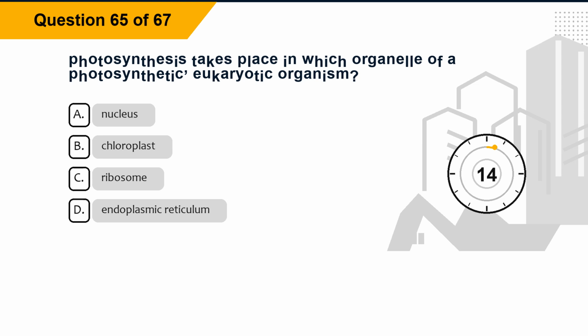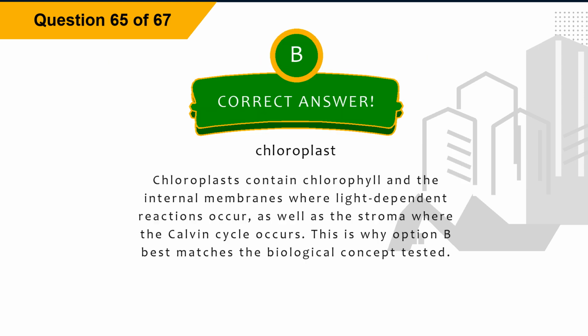Question 65. Photosynthesis takes place in which organelle of a photosynthetic, eukaryotic organism? Option A, nucleus. Option B, chloroplast. Option C, ribosome. Option D, endoplasmic reticulum. The correct answer is option B, chloroplast. Explanation: chloroplasts contain chlorophyll and the internal membranes where light-dependent reactions occur, as well as the stroma where the Calvin cycle occurs. This is why option B best matches the biological concept tested.